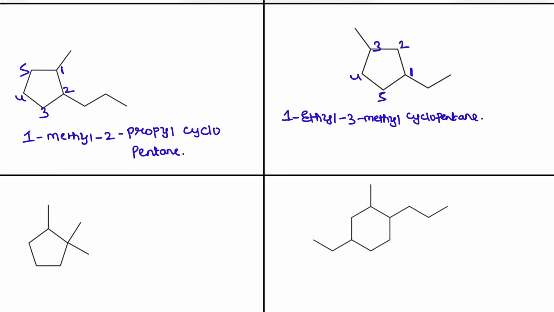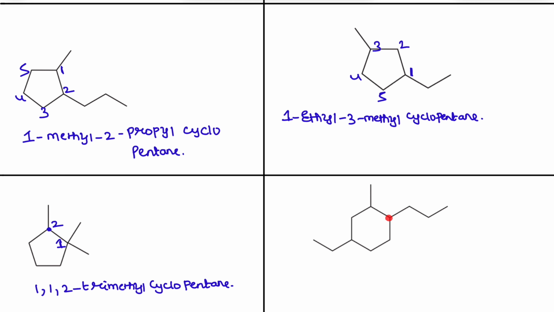Now least locant rule: this is 2 1 1, 2 1 1. If you start from this position, that becomes 1 2 2. 1 1 2 is better than 1 2 2. All are methyl groups only. 1,1,2-trimethylcyclopentane.